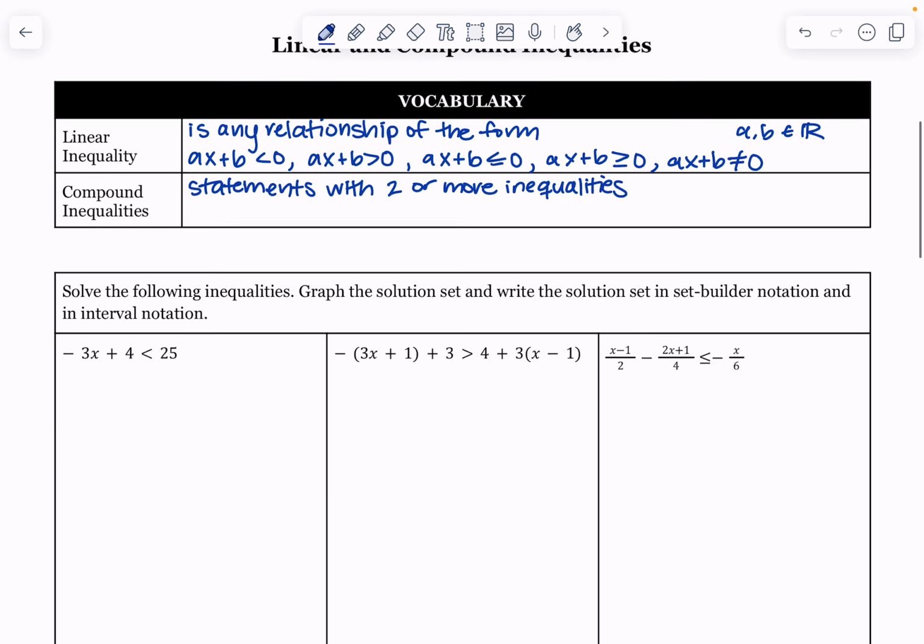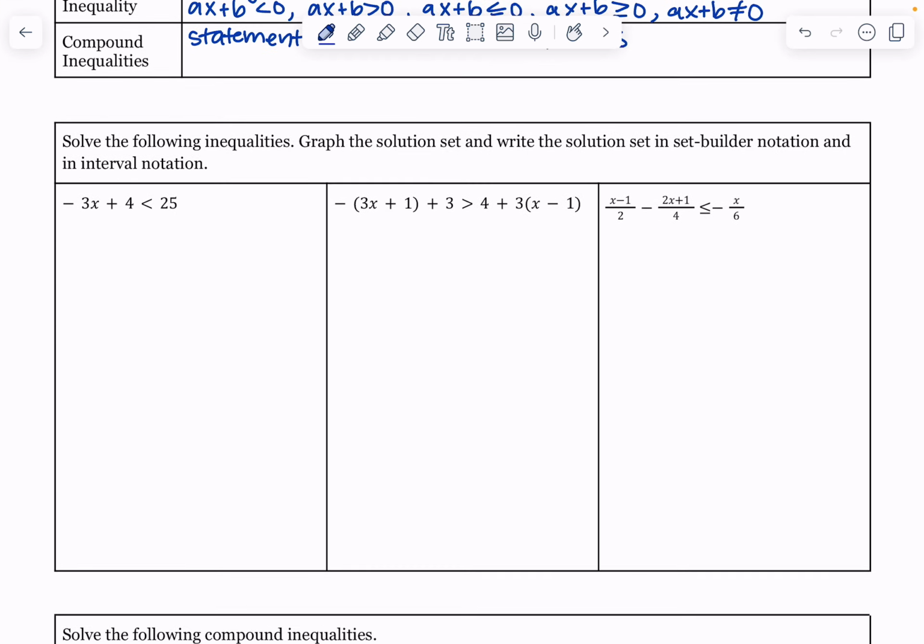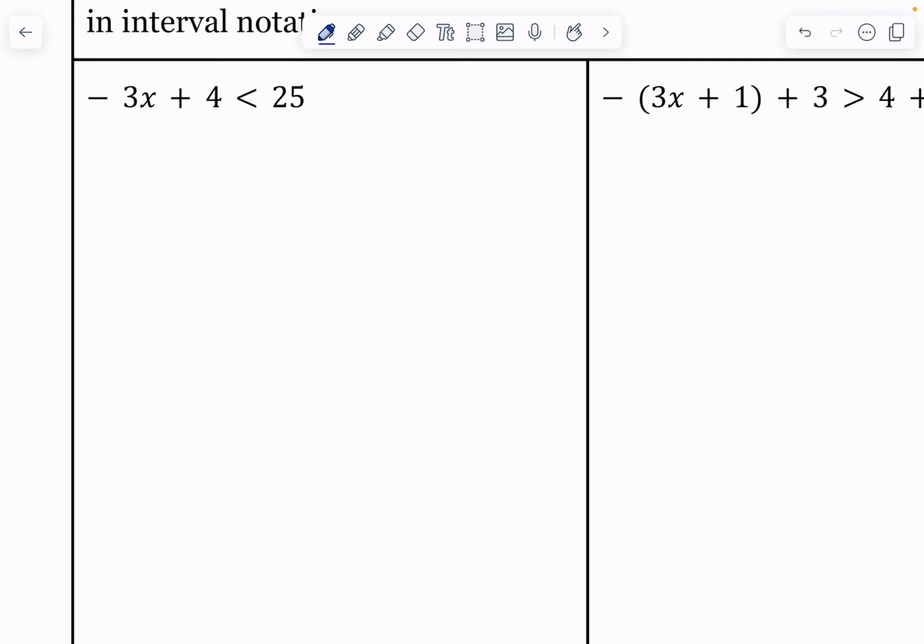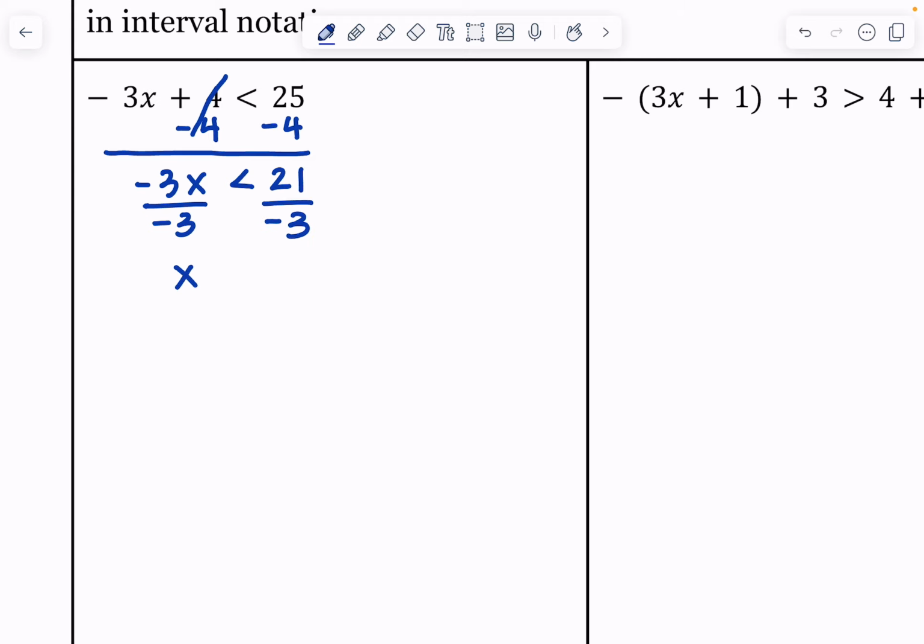All right, this first section says solve the following inequalities and then graph the solution set and write the solution set in set builder and interval notation. For this first one, we are going to subtract 4 on both sides, and we've got negative 3x is less than 21. We're going to divide by negative 3. Whenever we multiply or divide by negatives with inequalities, this causes the inequality to flip directions. So this is going to turn into greater than negative 7.